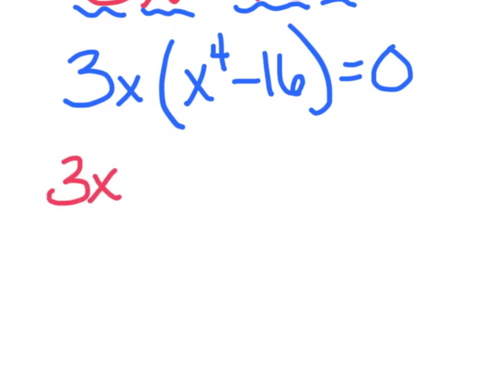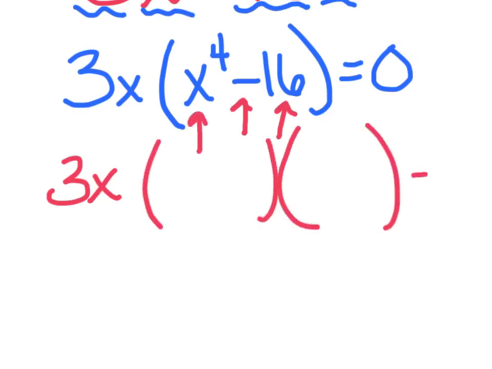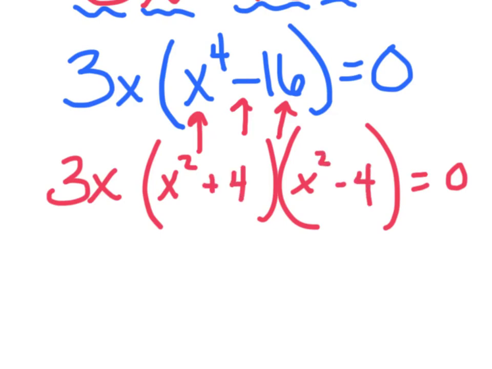Difference of two perfect squares. Clearly I have the difference. 16 is a perfect square. x to the 4th is a perfect square. Okay. So why is x to the 4th a perfect square? What times what gets you x to the 4th? Well, x squared and x squared. And then I'll get my plus 4 and my minus 4.